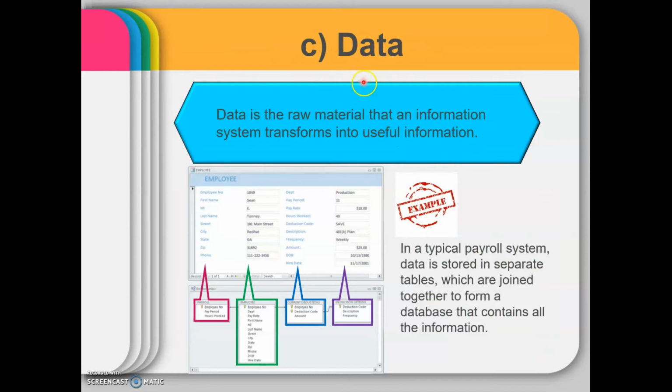Next we have the data. Data is the raw material that an information system transforms into useful information. In a typical payroll system, data is stored in separate tables, which are joined together to form a database that contains all the information.